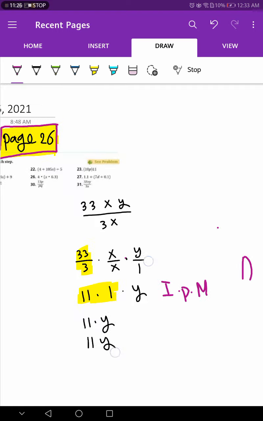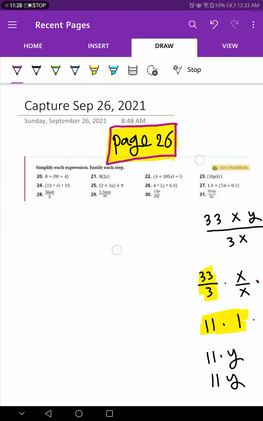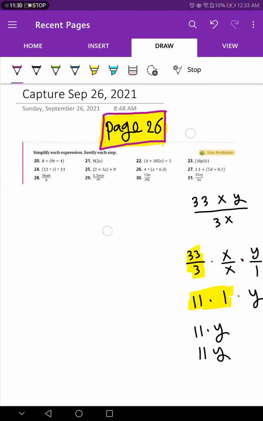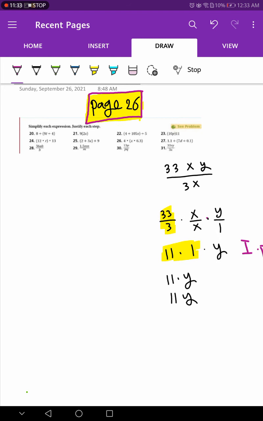Okay, my dear student, that's all about simplify and justify each step.